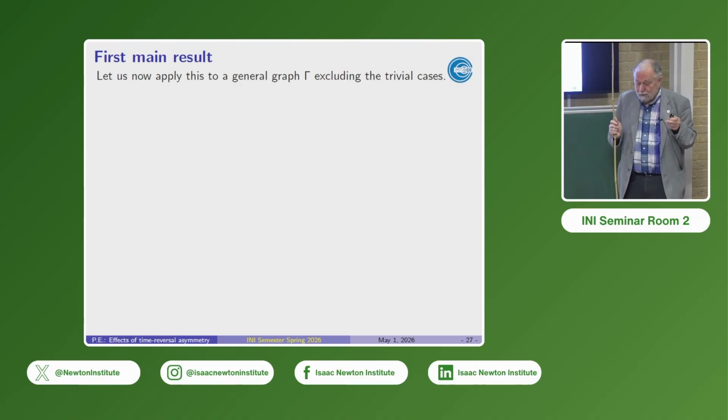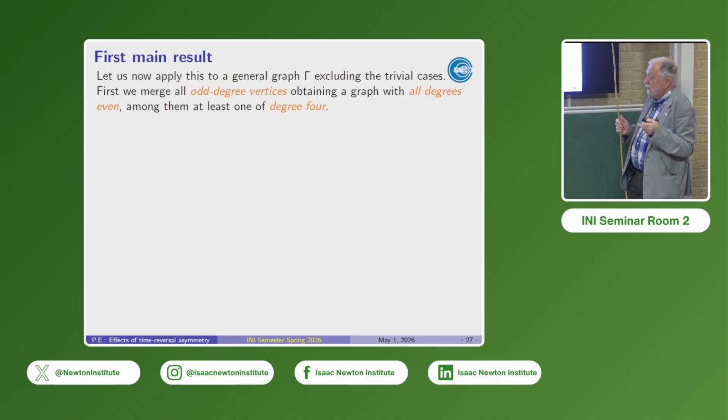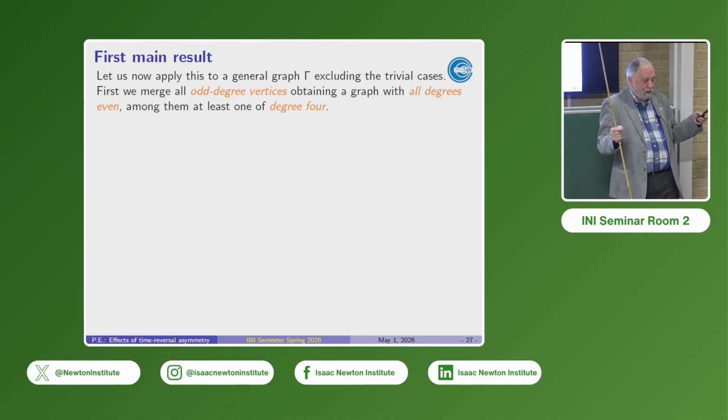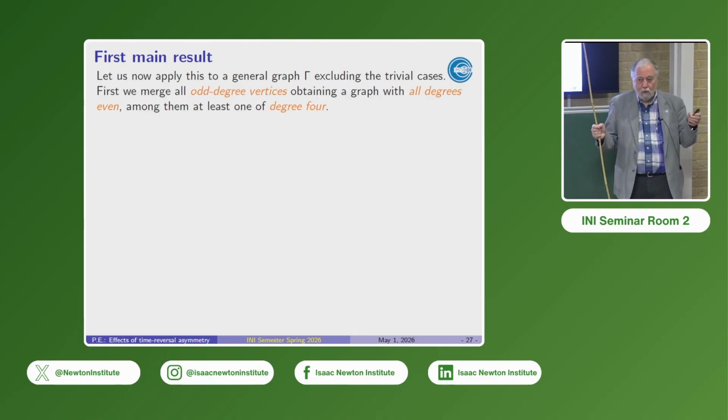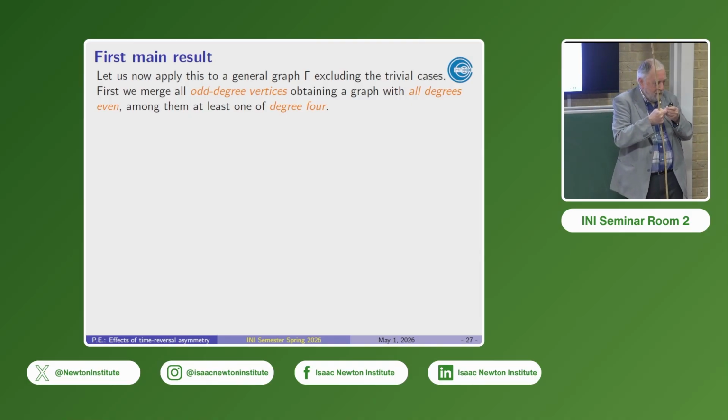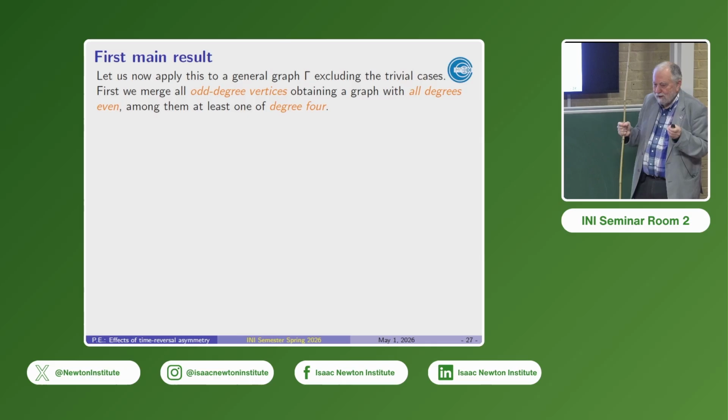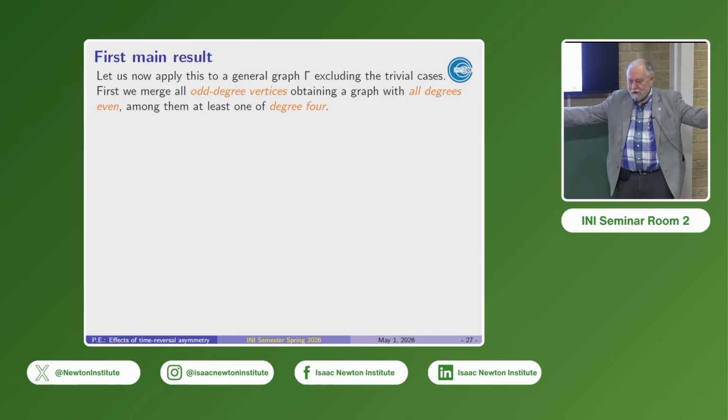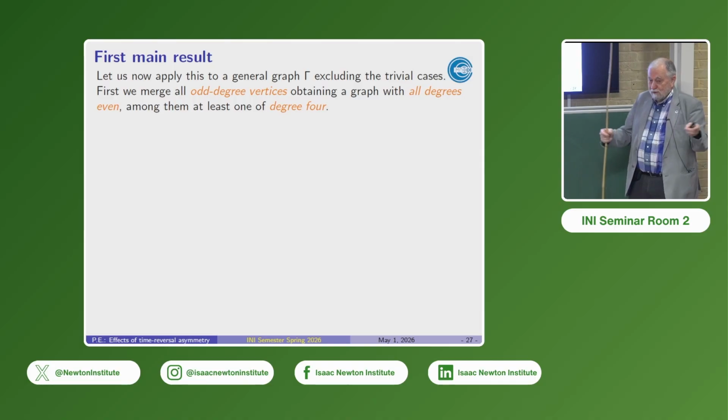Now, if I do that, first I take such a graph and look at the odd degree vertices, and I merge them, producing even degree vertices. In fact, I can merge all the vertices into one. Certainly the total degree is even because every edge has two endpoints. So that's the first step.